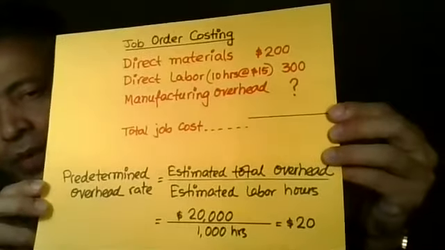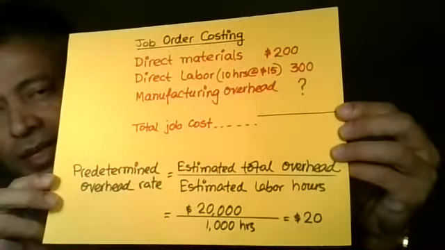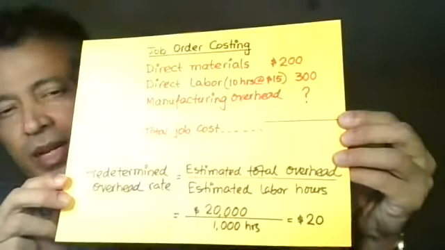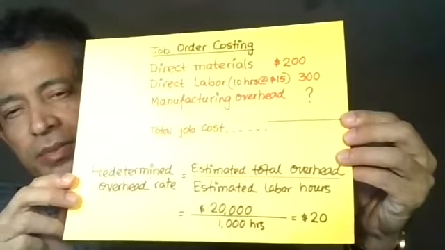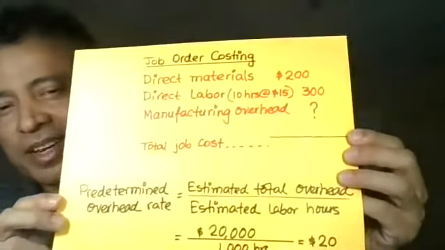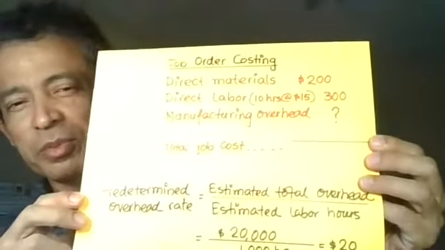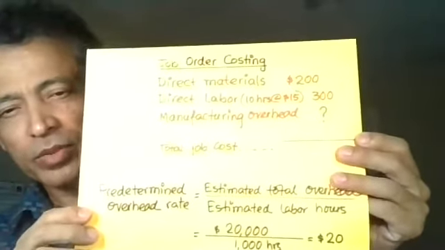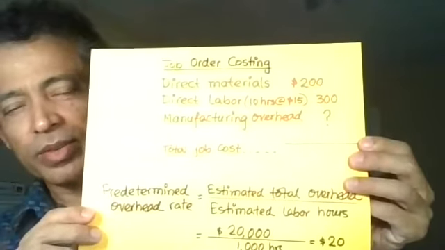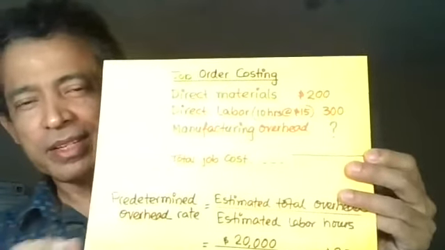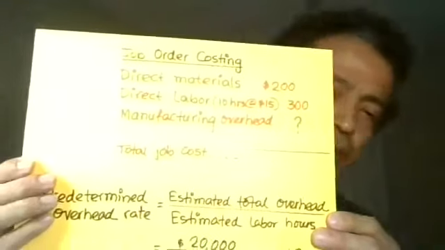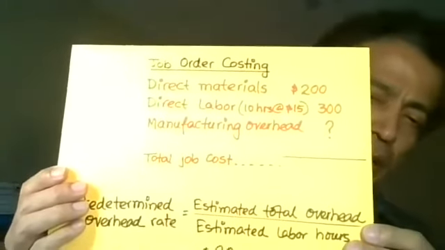Here we have a job cost sheet. Direct material is $200. Direct labor, 10 hours at $15 each, which should be $150, but I wrote it as 300 to see if you're paying attention. So here's $200 of direct material, $300 of labor. Let's say $30. Let's pay the labor a little more than $15. So let's pay them $30 an hour. So that gives us $300 of labor plus the overhead.